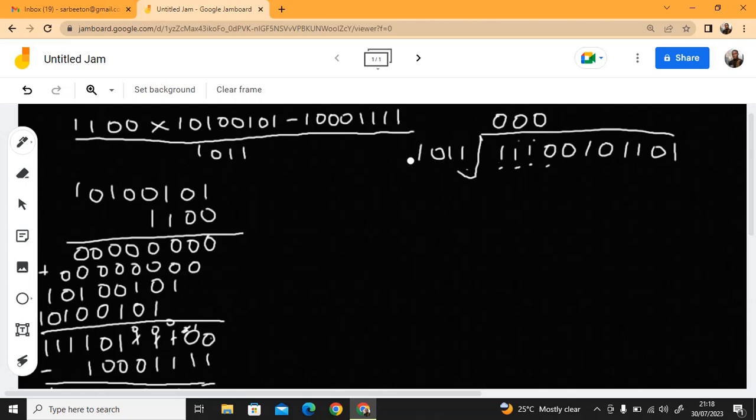1110. So this number here is smaller than 1110, so you write 1. 1011 times 1 is 1011. So this is 1011. You write it here. So let me subtract this. So you're going to subtract this now.